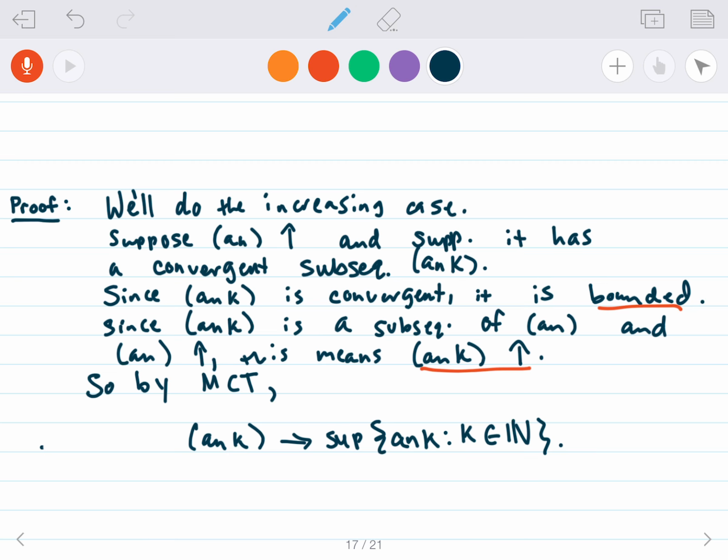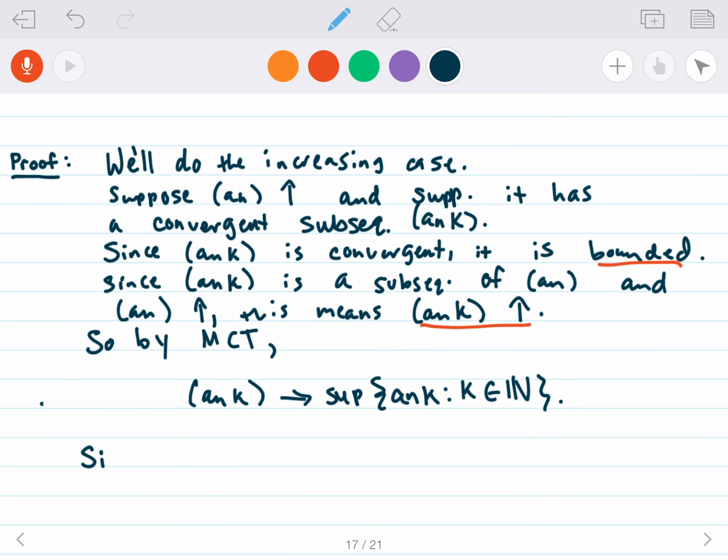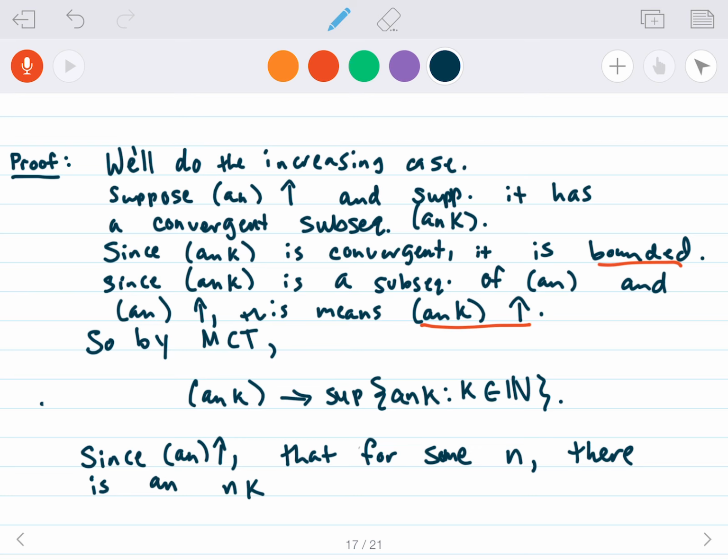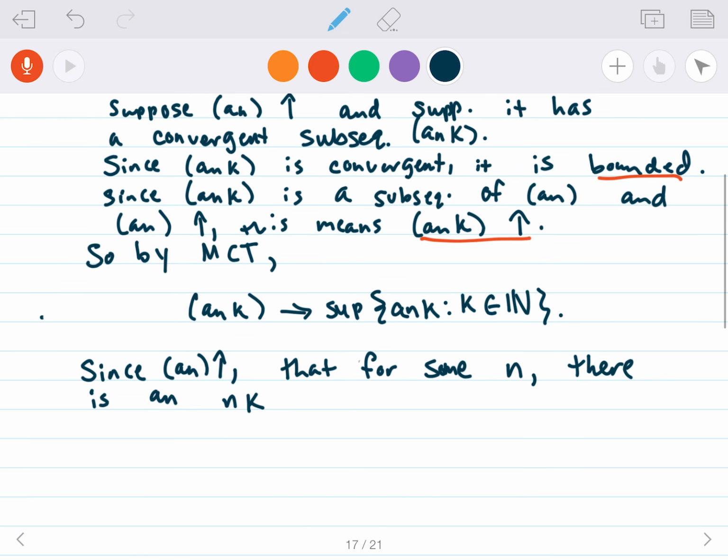Okay, and what else do we know? We know that since a sub n is monotone increasing, actually, let's write it like this, that for some n, there is an nk, so a member of our subsequence, for which a sub n is less than or equal to a sub nk.